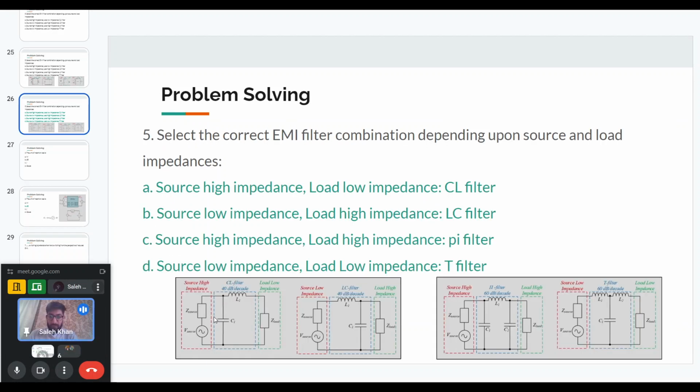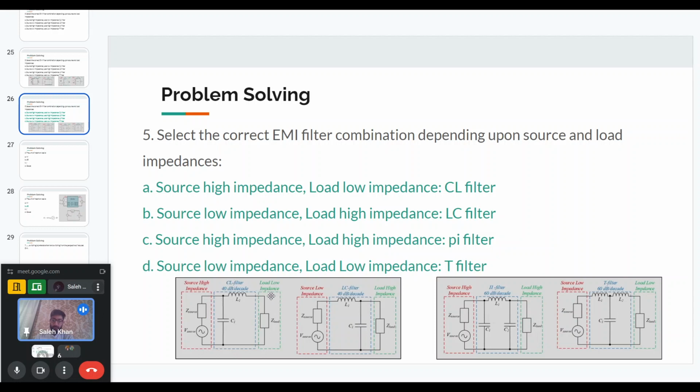Okay, so the fifth problem, we said that for the EMI filter combination, we want to see whether the component that is connected to the source or the load should have an impedance opposite or mismatched with the impedance of the source or load. So for example, if we have a high impedance source, then we will want to connect a capacitor first to that source, so that it will provide a low impedance mismatch.